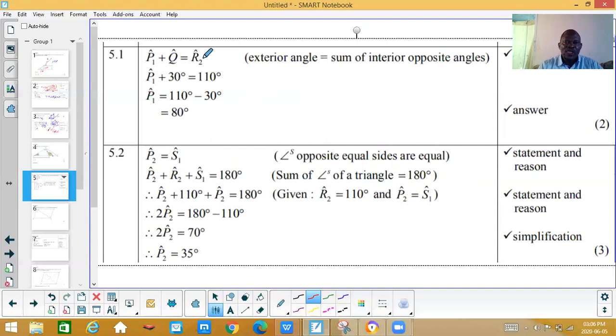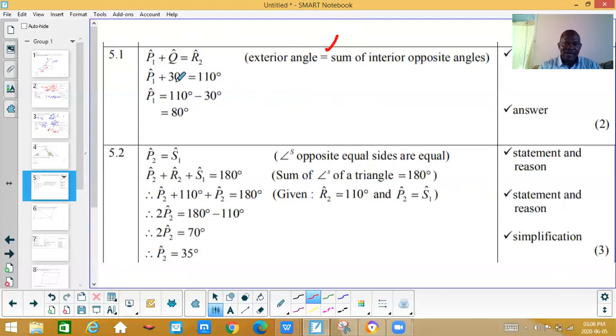P1 plus Q is equal to R2, exterior angle or sum of interior opposite angles, because they ask for it with a reason. With this reason, you earn a mark. Now you substitute in Q, you put a 30, and you transfer this 30 to the other side. So it will be 110 minus 30, which gives us 80, and this is our answer. So we are done with the first one.